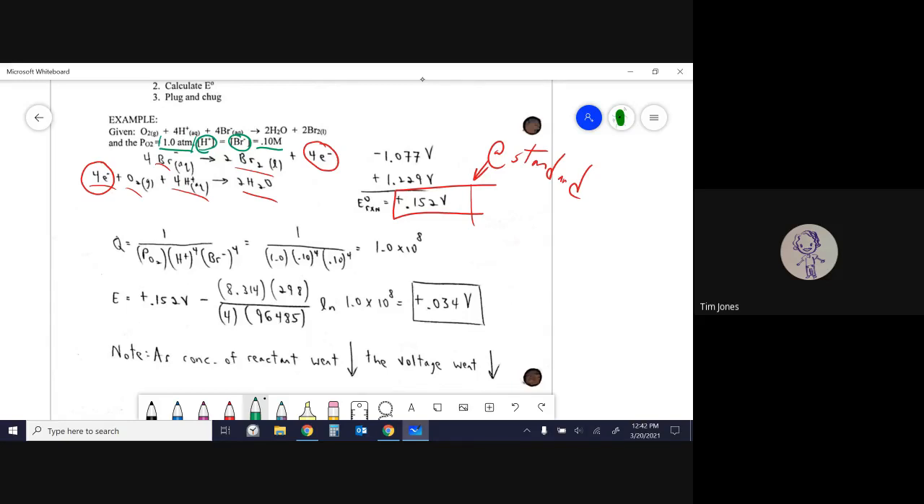Okay, we already know E naught. I recommend now you solve for the reaction quotient by itself, because that usually can be a bit of work. In this particular reaction, nobody goes on top because water's a liquid and bromine's a liquid. That's kind of weird. And on the bottom, everybody goes there. We got the pressure of oxygen, our hydrogen ion, our bromine. Plug in the values that were given, and you get a Q of 1 times 10 to the 8th, which is pretty big.